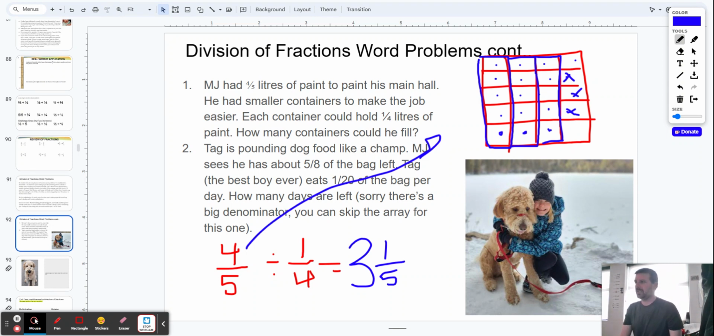Okay, some kids might be thrown off by the fact that the word "of" is here, but it's just talking about that I've got some amount of paint. It's not talking about that I've got 1/4 of 4/5, right? That would be multiplication. But this one is definitely a division question. Okay, let's look at the next one.